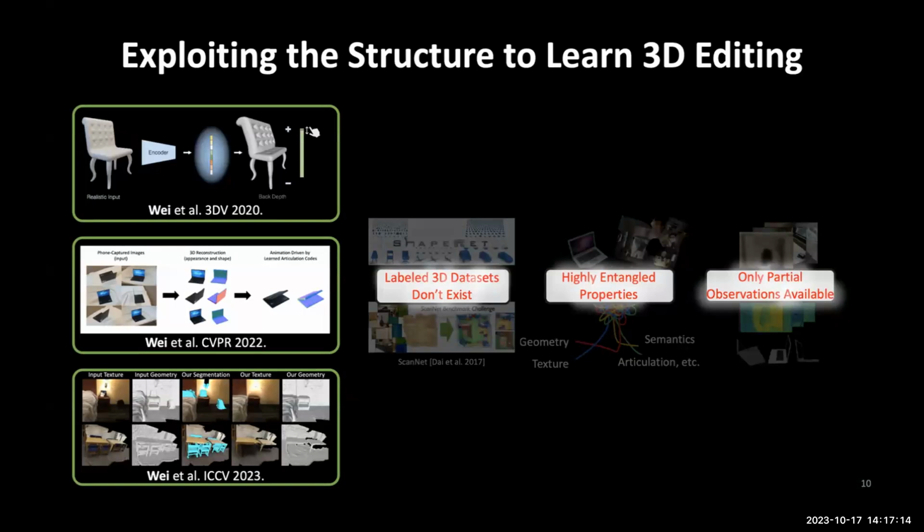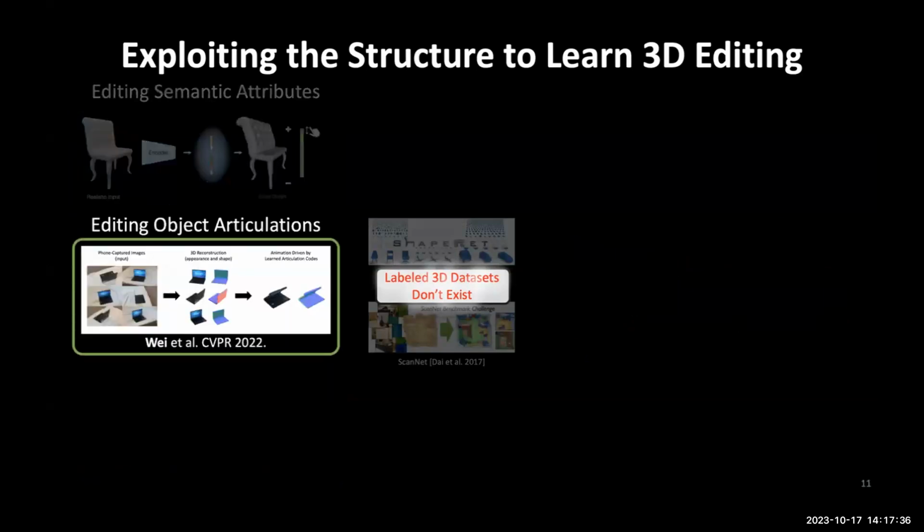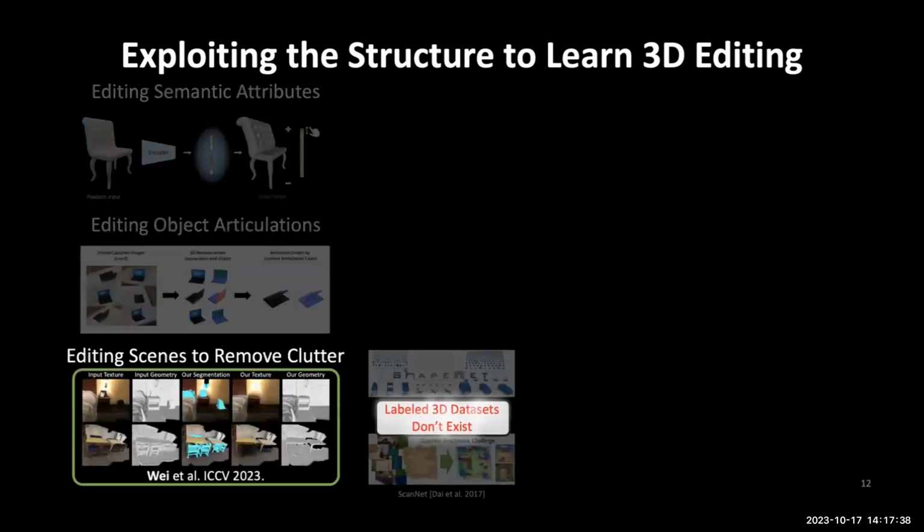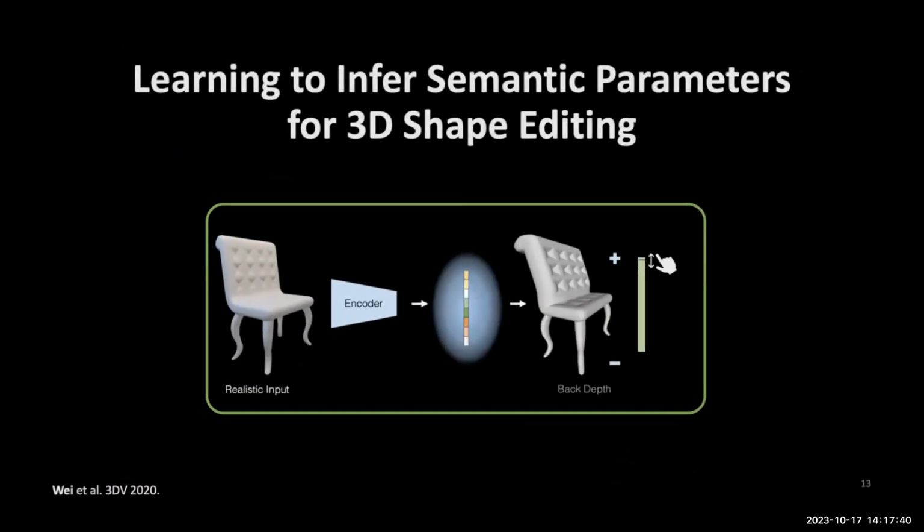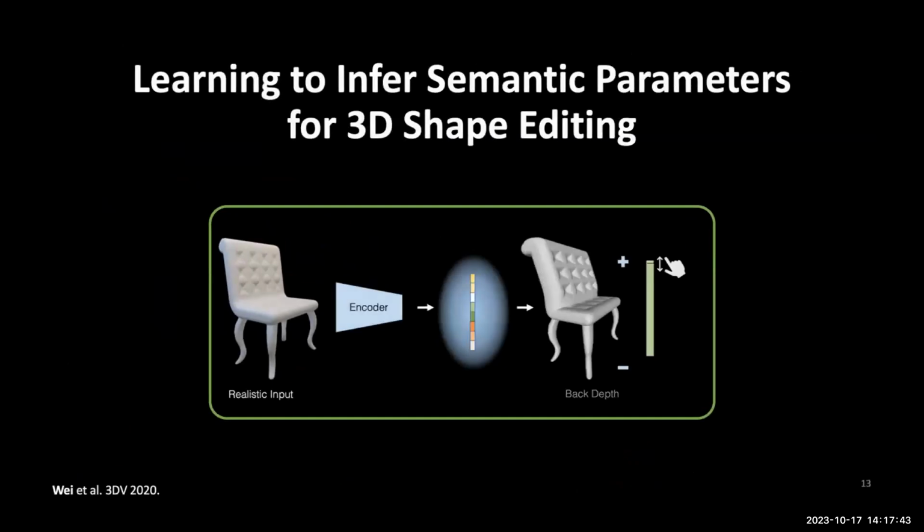And in the third task of scene editing, I'm also going to talk about the strategies that we use to exploit the structure with unlabeled datasets and highly entangled properties. So for the first work, learning to infer semantic parameters for 3D shape editing. In this task, our end goal is, given any 3D model, we can use a simple tool like a slider to easily change one attribute of the 3D model. For example, here the attribute is the thickness of the chair back.